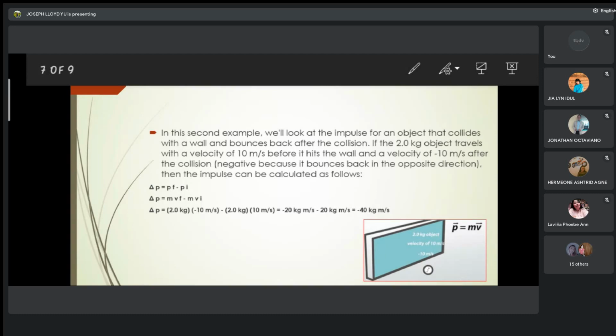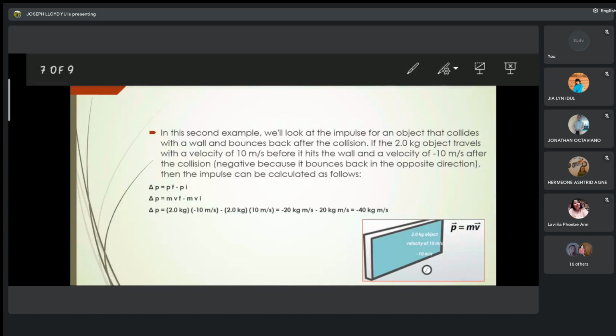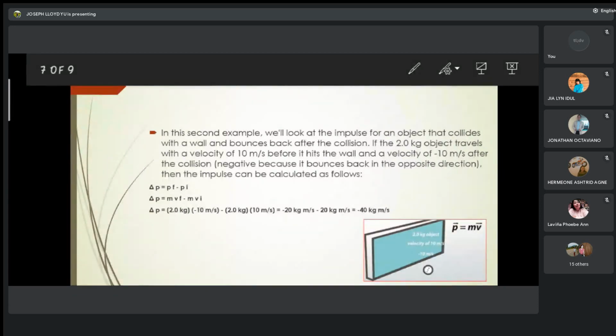In this second example, we look at the impulse for an object that collides with a wall and bounces back after the collision. If a 2 kilogram object travels with a velocity of 10 meters per second before it hits the wall and a velocity of negative 10 meters per second after the collision, it is called negative because it bounces back in the opposite direction. So then the impulse can be calculated as follows.